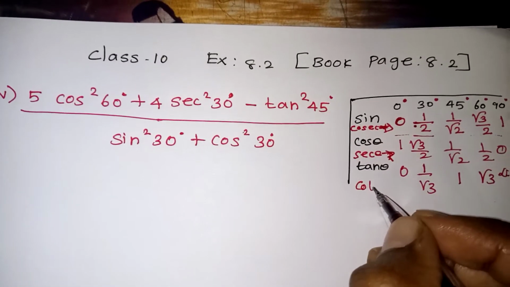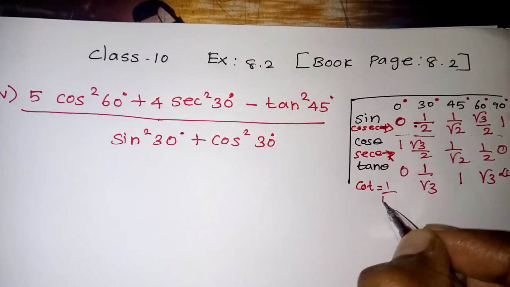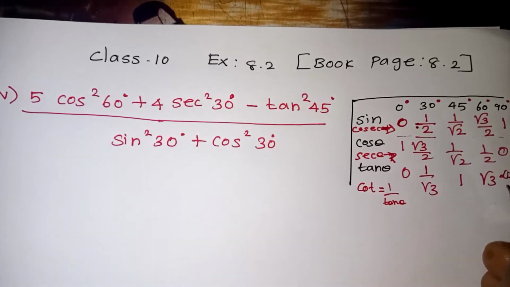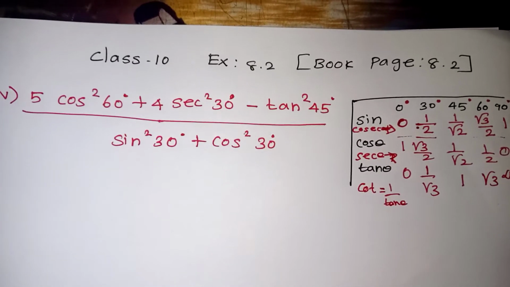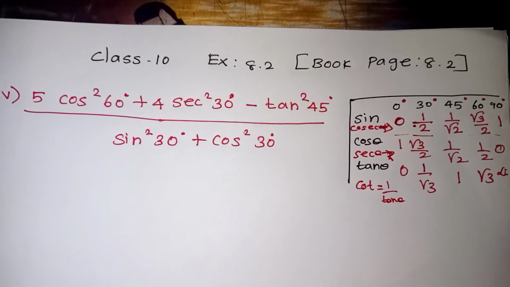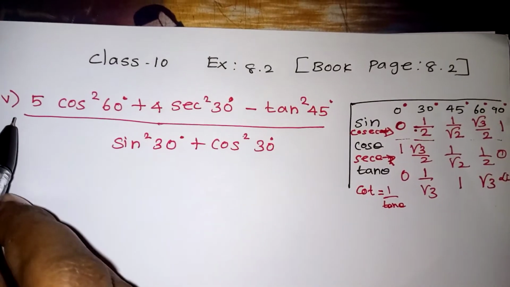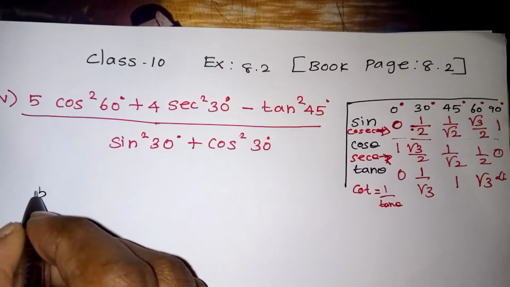If you want to get the cot value, you can do 1 by tan theta. That means we do the reciprocal of these to write the cot values. By using the table only, we are going to solve this problem now. So let us take the values from the table. The 5 you write as it is.